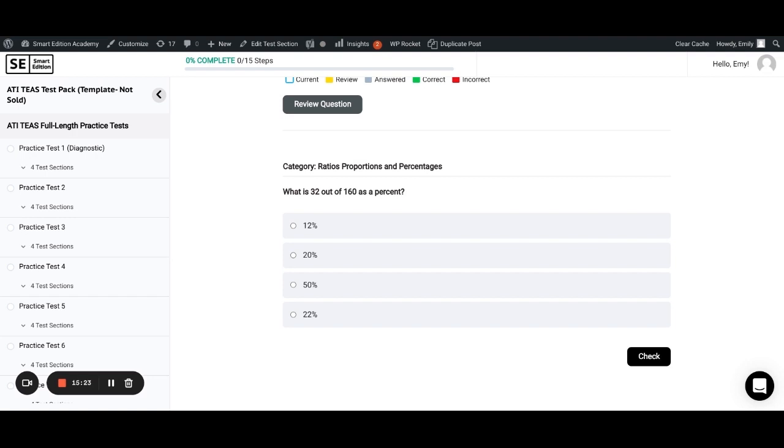Here is another ratio, proportions, and percentages question. What is 32 out of 160 as a percent?